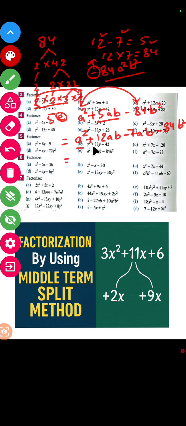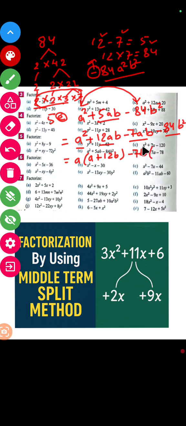What is common between these first two terms? A is common. The remaining one we have to put in the bracket. That is a plus 12b. Similarly, in these two terms, what is common? We see 7 is common because this is 84. 84 means 12 into 7. Here 84 has two terms, that is 12 and 7. So 7 is common. After that you see b is common.